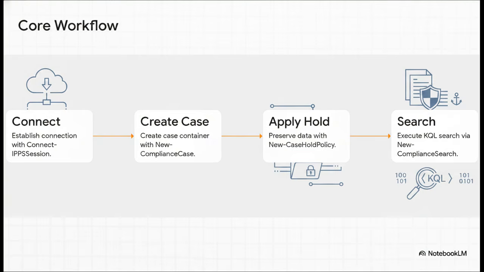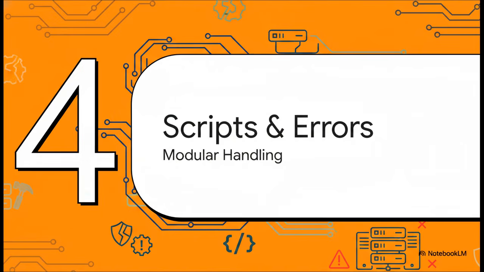Now that we are securely connected and past those annoying auth errors, let's break down the sequential steps. This right here is the absolute bread and butter of your script. First, establish that connection with Connect-IPPSSession. Next, use New-ComplianceCase to programmatically build your case container. Then apply your hold to lock down that data with New-CaseHoldPolicy. And finally, fire off your KQL search using New-ComplianceSearch. Boom, workflow complete. Next up, Section 4.